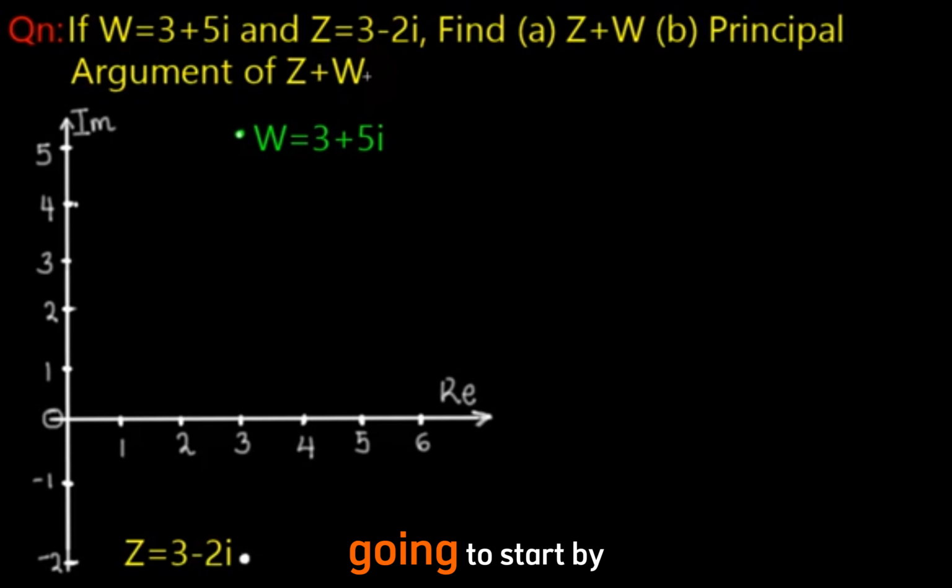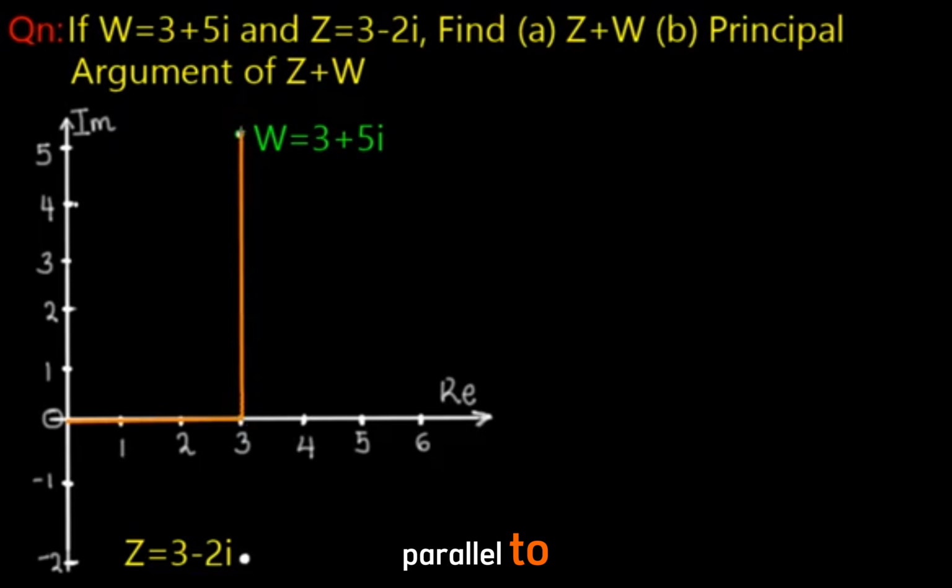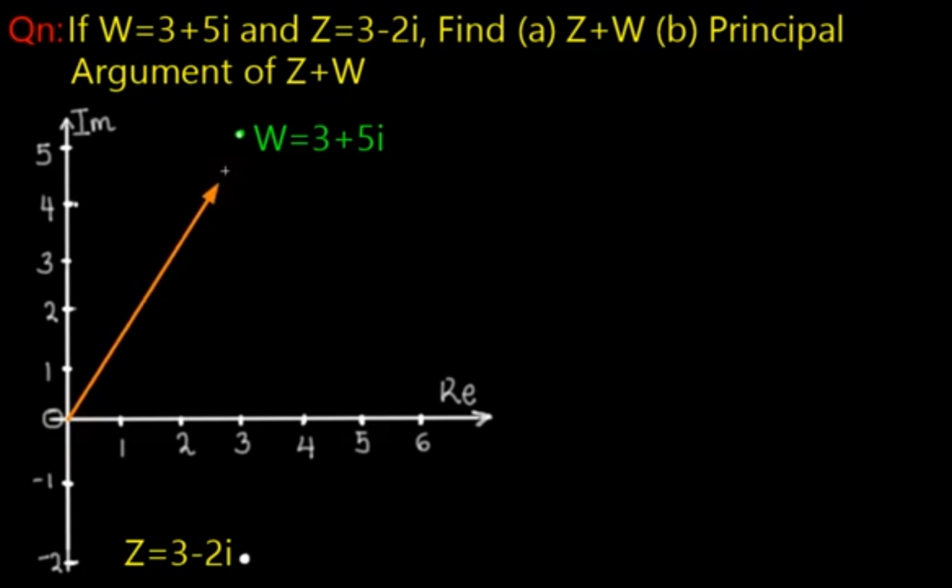Now we are going to start by representing each of the complex numbers as vectors. Reason being, these complex numbers specify their direction from the origin. Now if I start from the origin, I'm going to move 3 units along the positive real axis and then 5 units parallel to the imaginary axis but perpendicular to the real axis, implying that if I connect the arrow from the origin up to the point where we find W, we shall specify the direction like that.